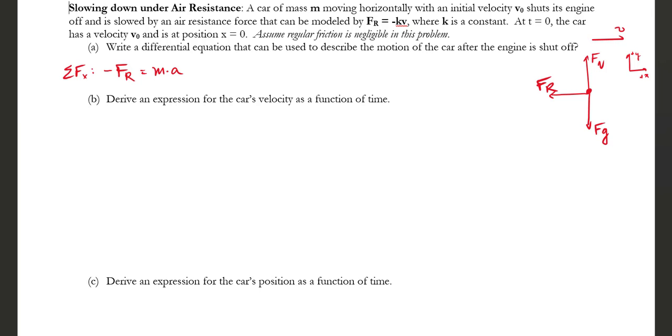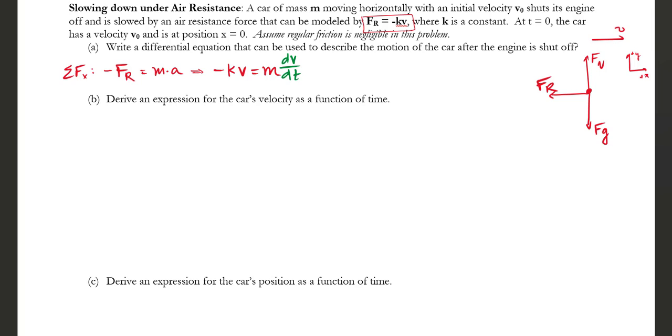Now, to get started, we have to write what we call a differential equation, and all we're going to do is take our Newton's second law equation and write the acceleration in its differential, or derivative, form. We're also going to sub in that the air resistance force can be modeled by negative k times v, where k is a constant. And this just turns into negative kv equals m, and then we write our acceleration as dv dt. And there is a differential equation.